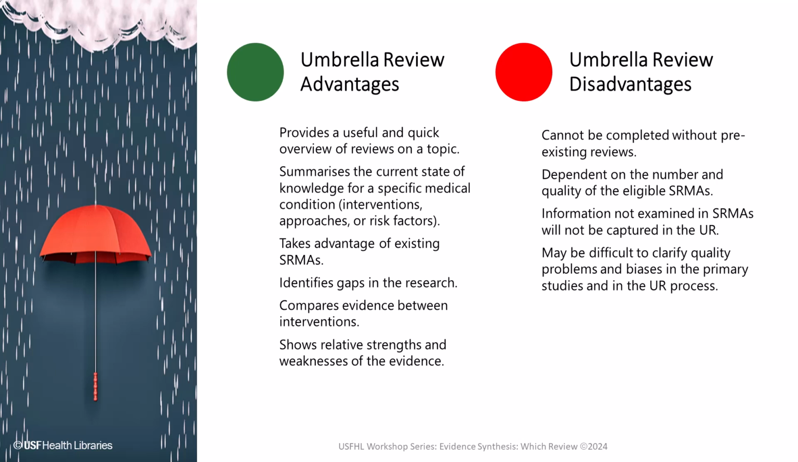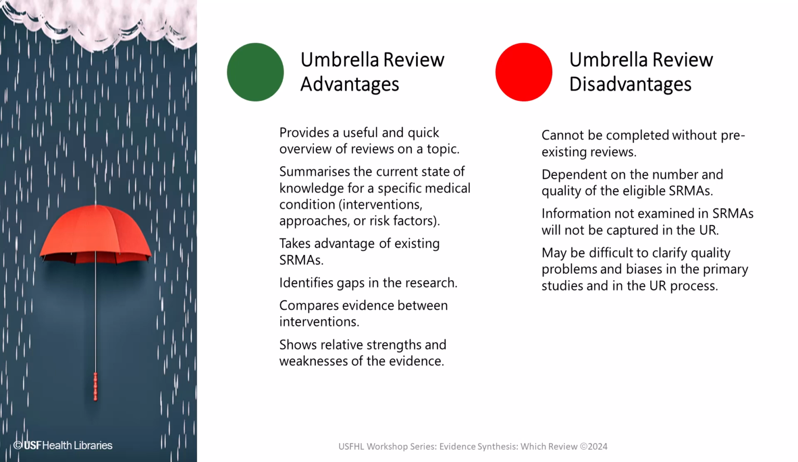One real advantage of an umbrella review is that it provides a useful and quick overview of reviews on the topic. Umbrella reviews summarize the current state of knowledge and review multiple interventions, approaches, or risk factors for a specific medical condition or methodological issue. An umbrella review can obtain a bird's eye view of the evidence on unadjusted or adjusted effects between particular risk factors and the onset of a disorder, in terms of measures such as odds ratios and hazard ratios. Umbrella reviews can also take an exposure-wide approach or examine specific risk factors.